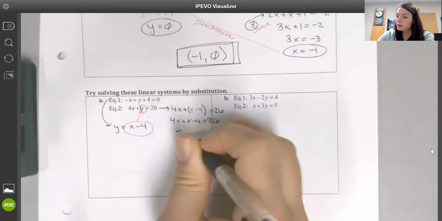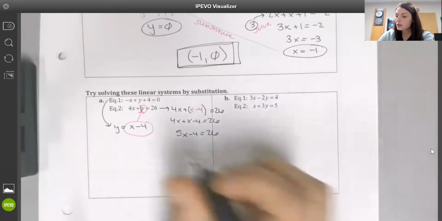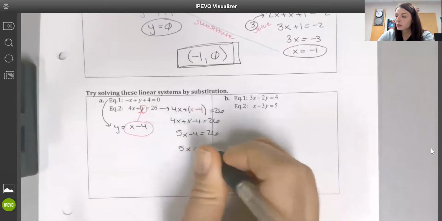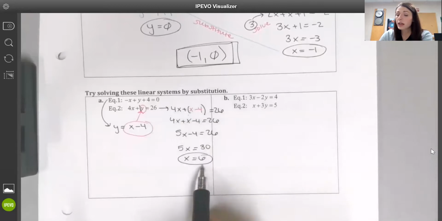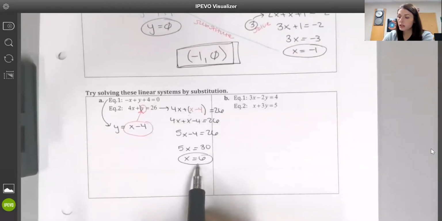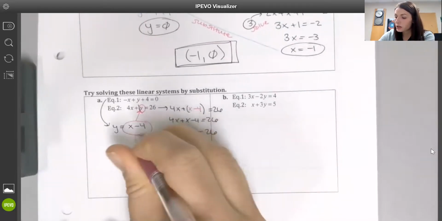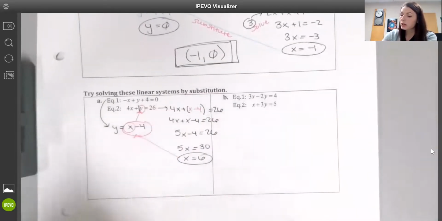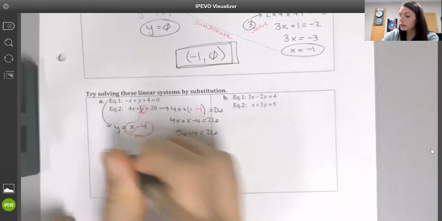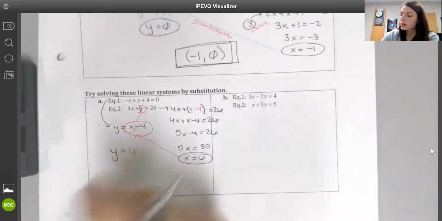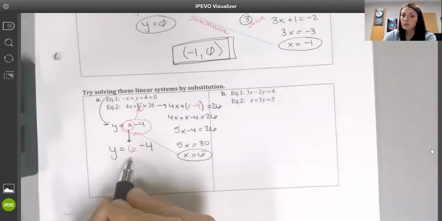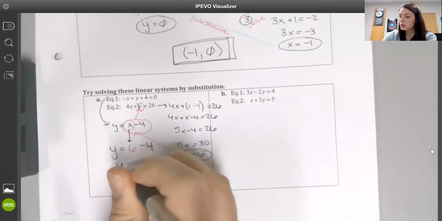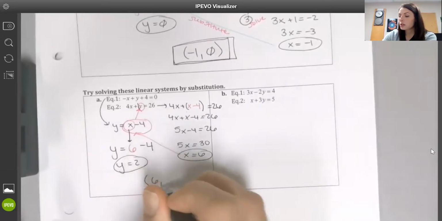That's going to give me 5x subtract 4 equals 26, so 5x equals 30, and x equals 6. So great, I have half of my solution. I still need to find y. So now I'm going to go back, x equals 6, and substitute that in here. I know y equals x minus 4, and I'm taking x and substituting in 6. So then y must equal 2. (6, 2).